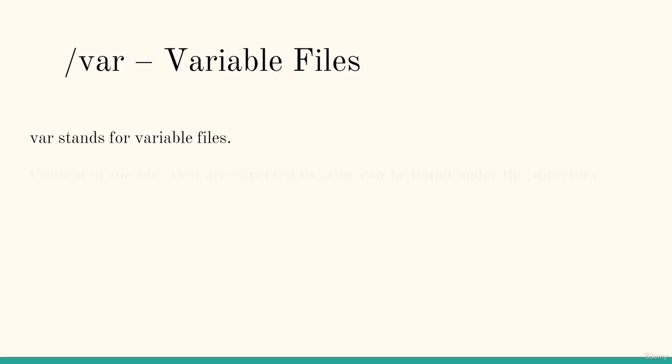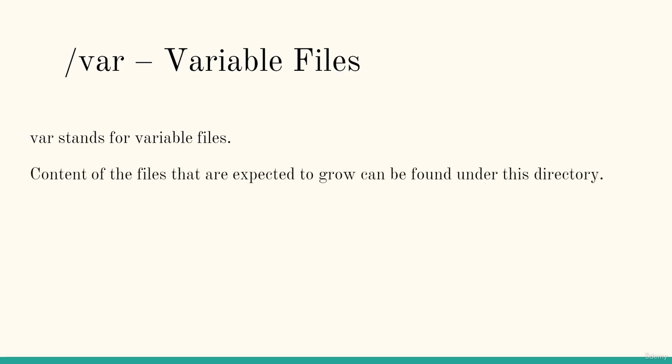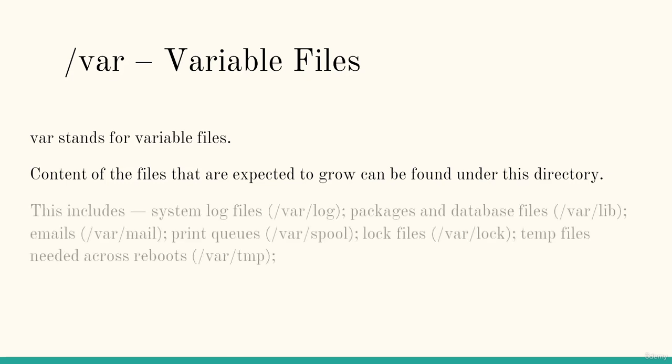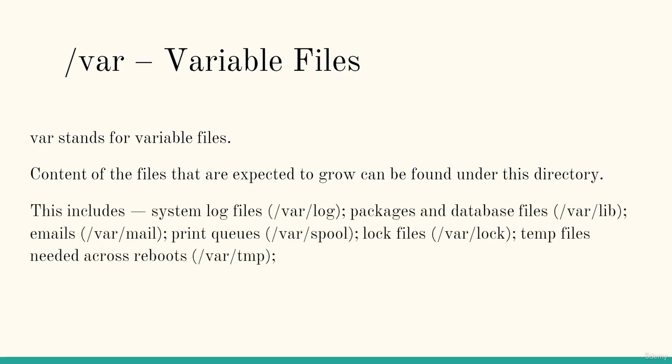/var stands for variable files. The content of the files that are expected to grow can be found under this directory. So this includes system.log files. For example, /var/log for log files, /var/lib for packages and database files, /var/mail for emails, /var/spool for print queues, and /var/tmp for temp files needed across reboots, and so on.